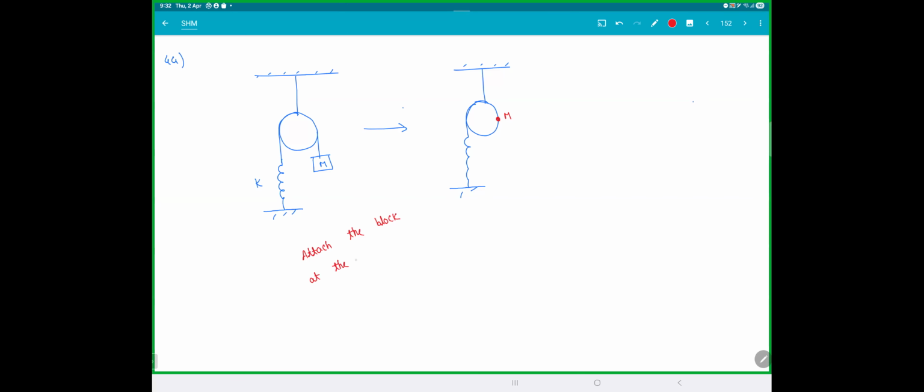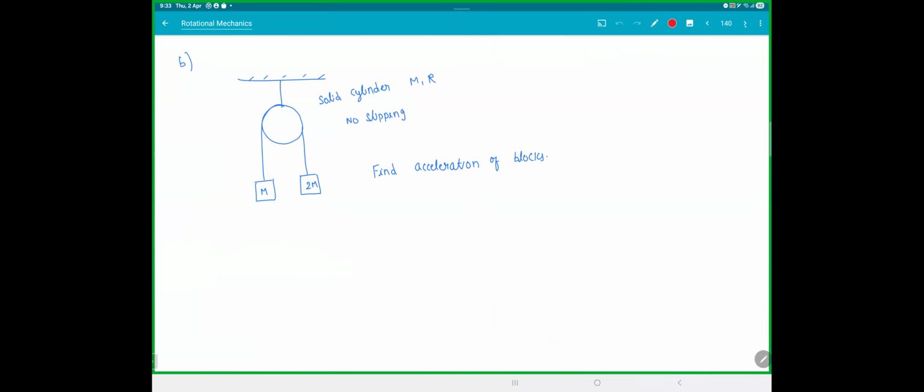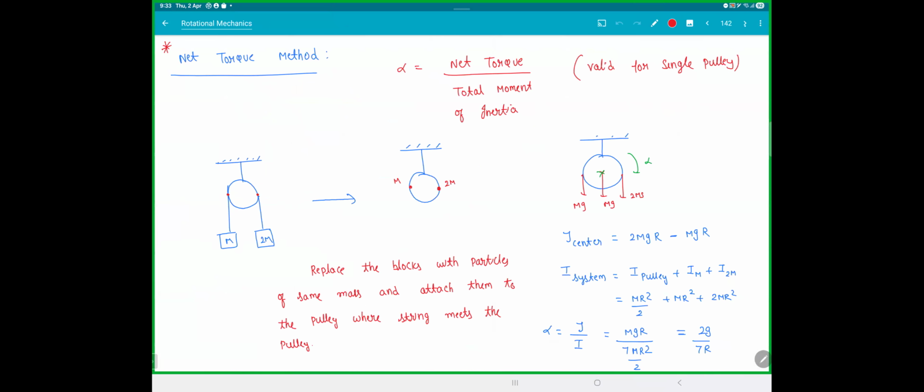We did this in rotation, these problems. Net torque method. Do you guys remember this? You just attach them and it used to become pretty easy there. Page 142, rotation mechanics. Yeah, then you're done. So if I displace this by theta, the spring here will stretch by r theta.